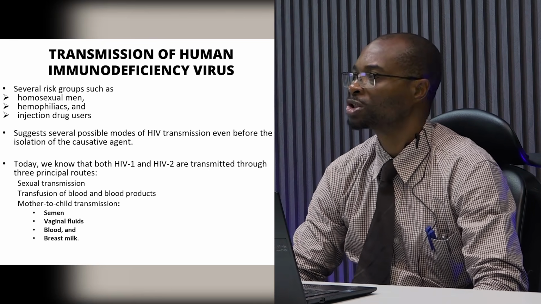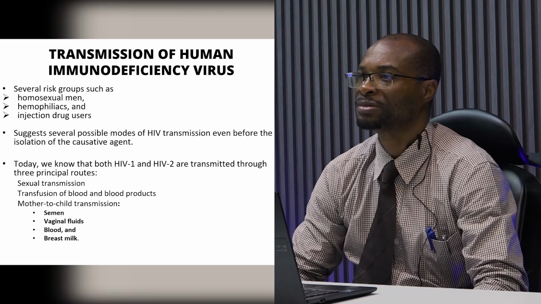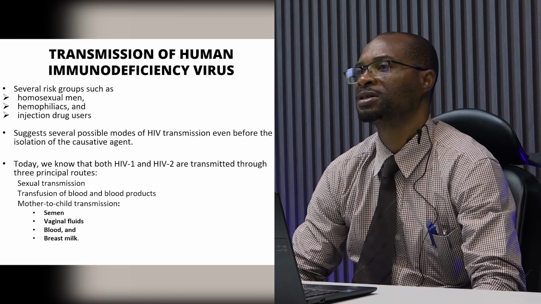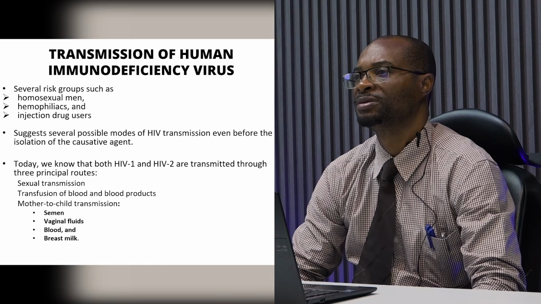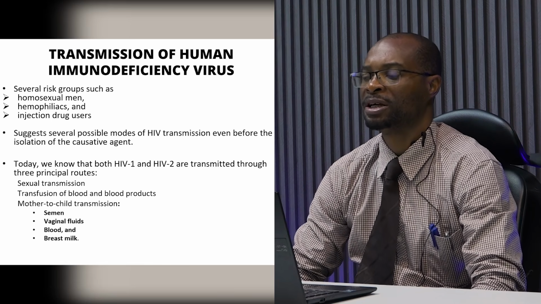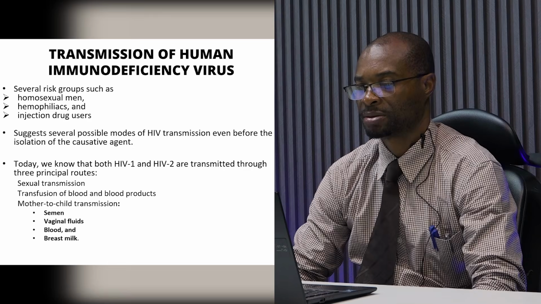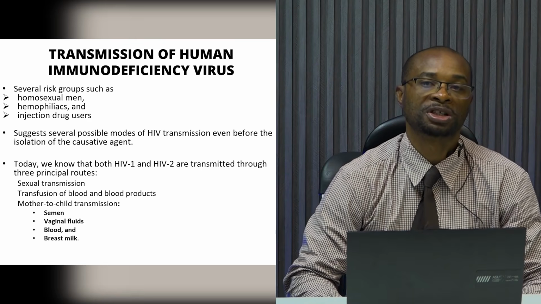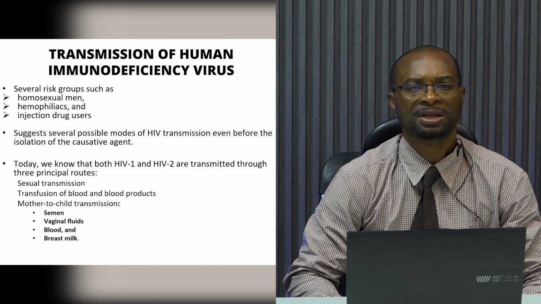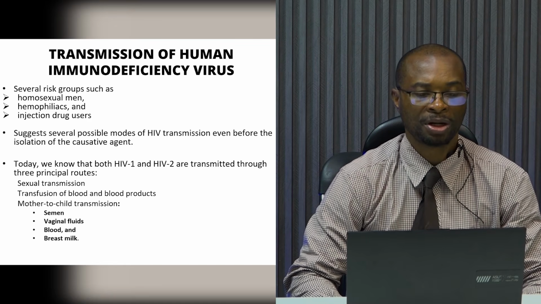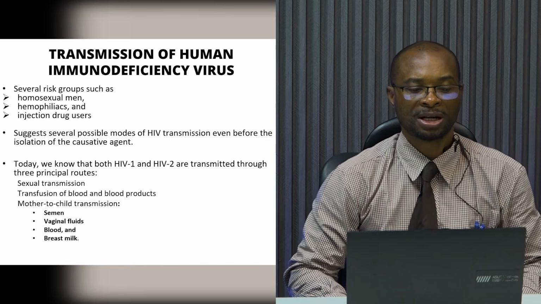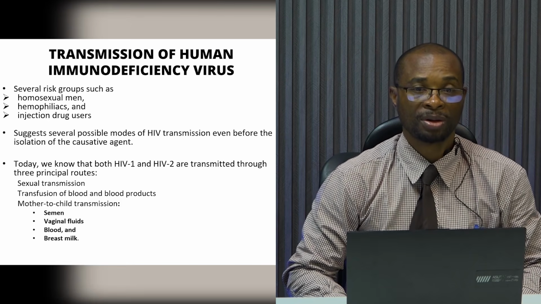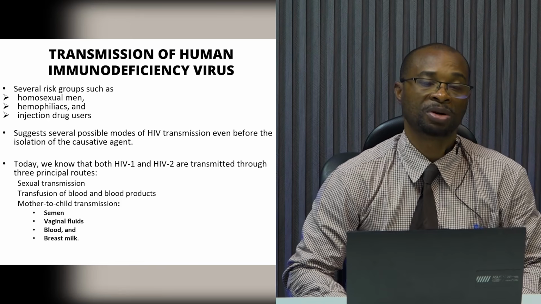1. Homosexual men. The second group, hemophiliacs. The third group are the injection drug users. There are several possible modes of HIV transmission, so that depending on the risk group that one belongs to, transmission is very, very possible.